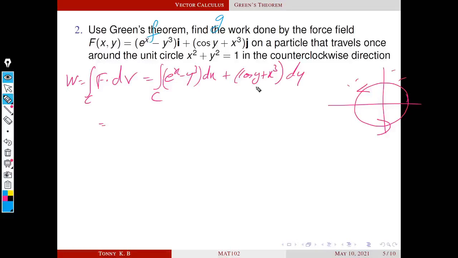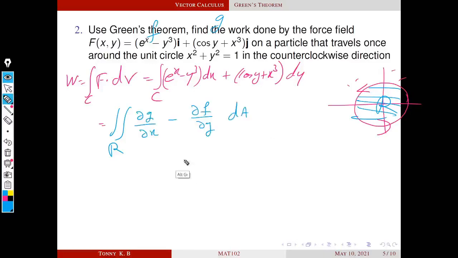Here the C is enclosing the region inside the circle. So our R is this region. We have to integrate along this circular region. So by Green's theorem, this integral becomes the double integral over R, where R is the inside of the unit circle, of dou g by dou x minus dou f by dou y dA.